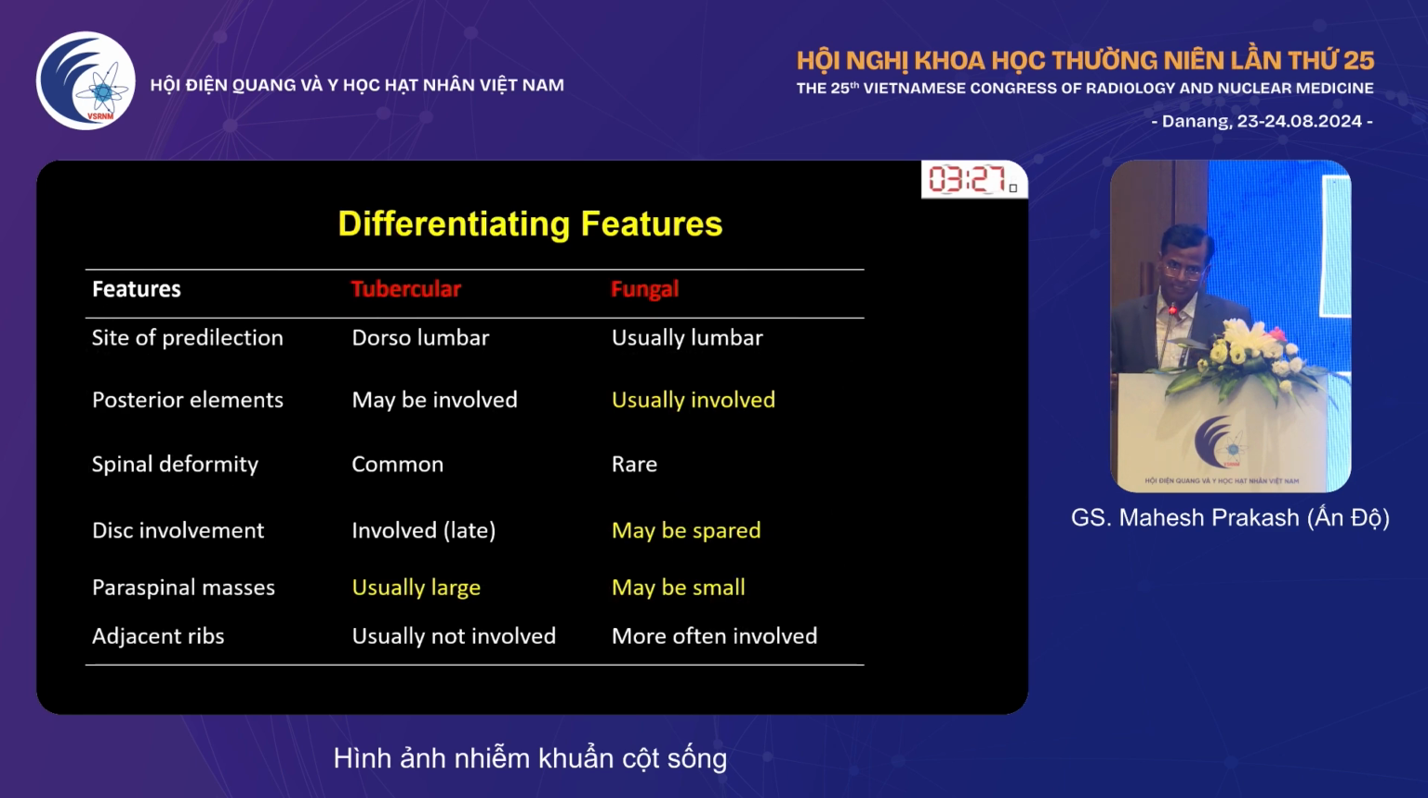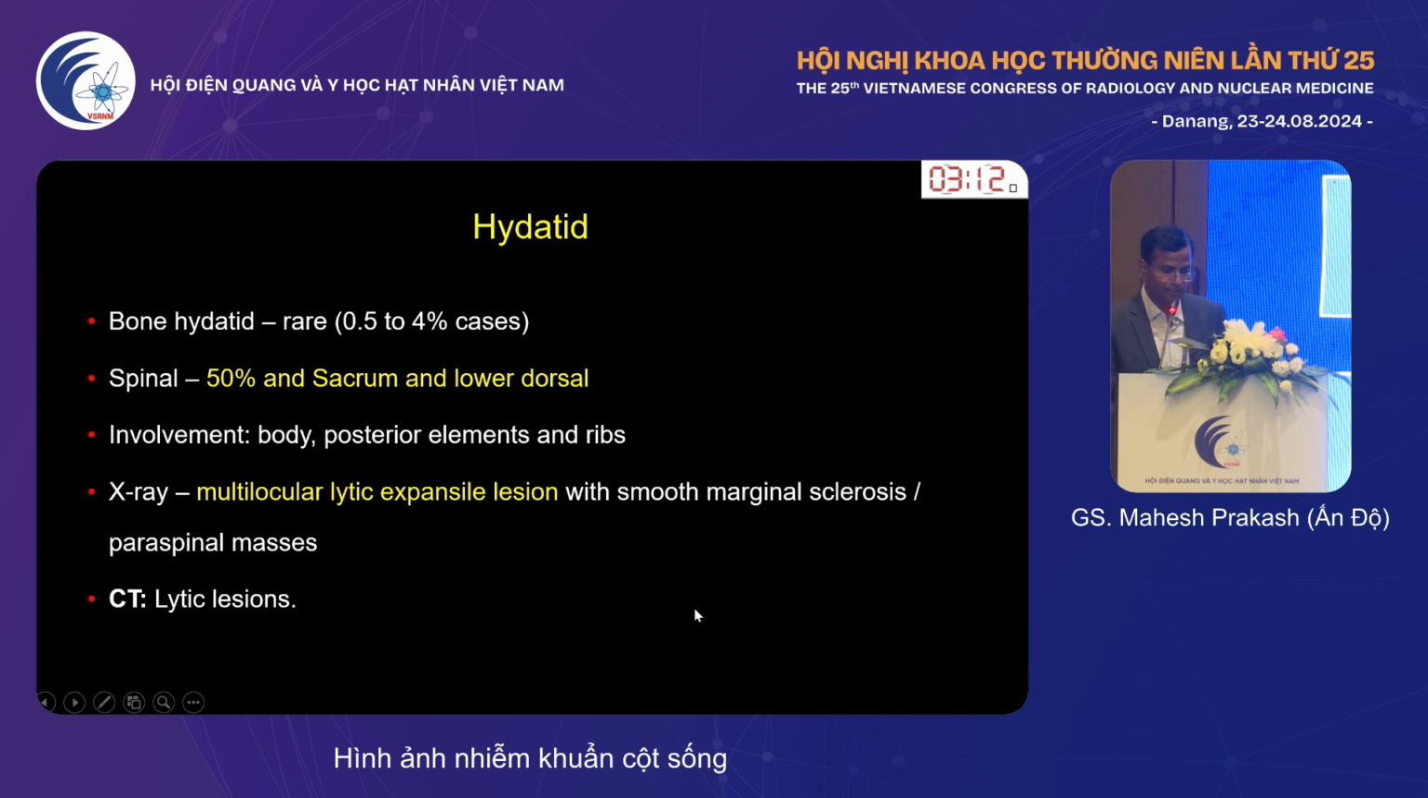Again, there are some features which are relative actually. It's not absolute, but if we see that the posterior element involvement, the disc involvement, and the lesion in the spinal soft tissue are larger in tuberculosis in comparison to the fungal lesion.